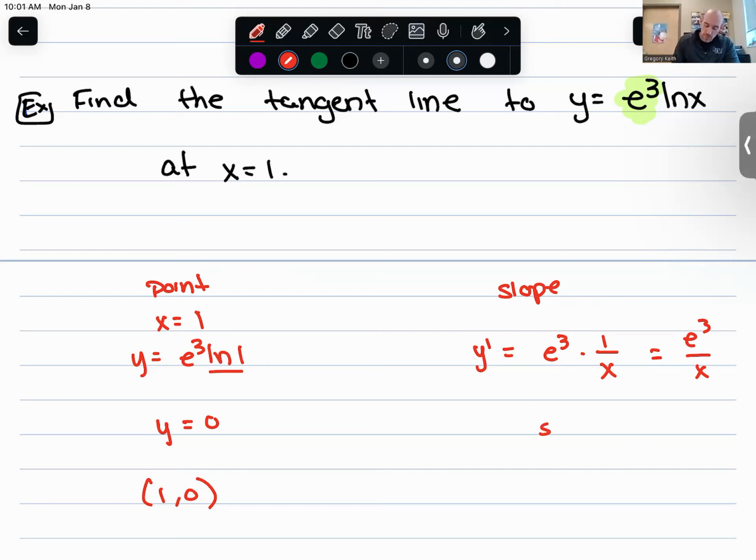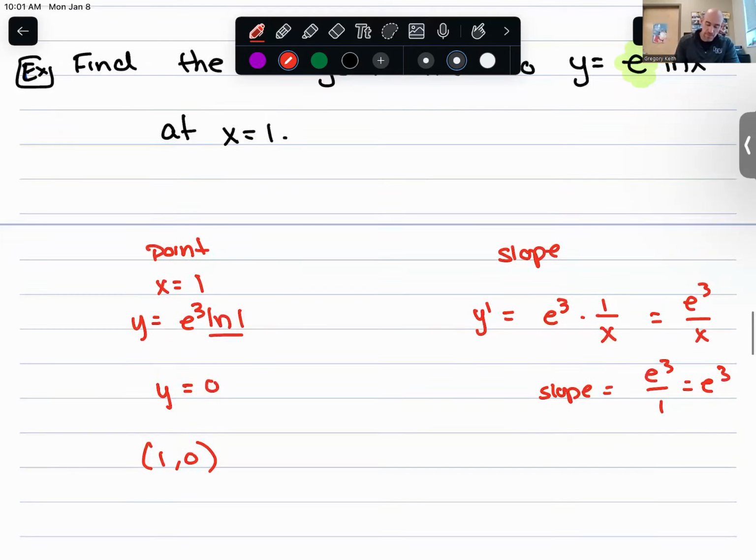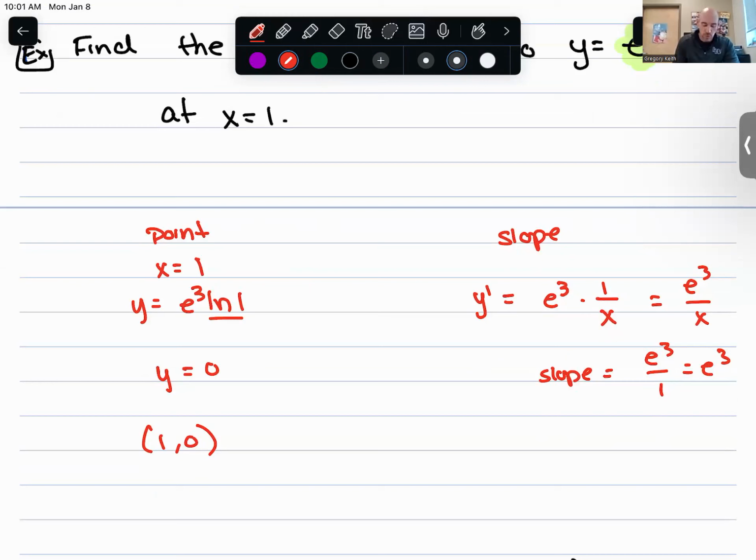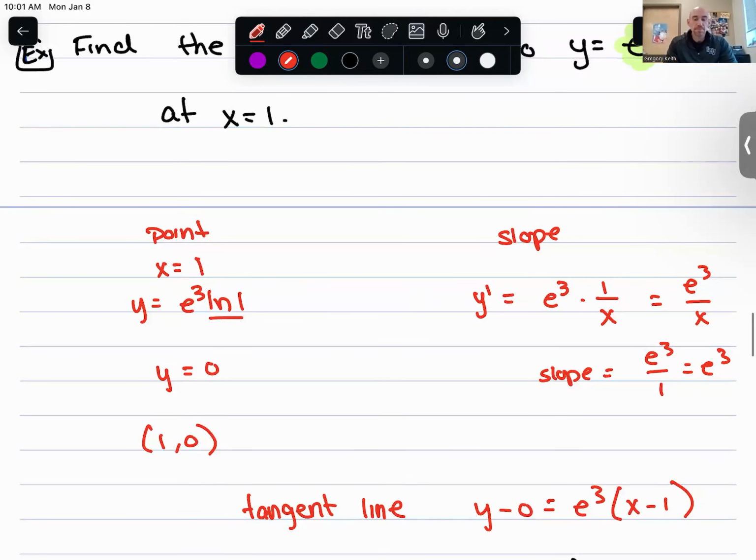So our slope is e to the third over 1, which is e to the third. So now we have a point and a slope. Let's use point slope. Our tangent line will be y minus 0 equals e cubed times x minus 1. And you can simplify that however you'd like to simplify it. But that is all for that. Okay, so there's a tangent line question.